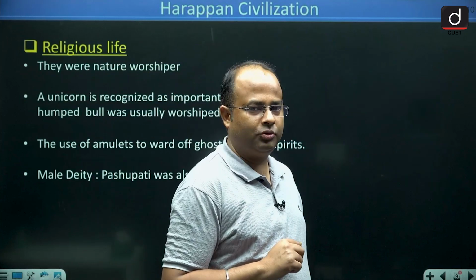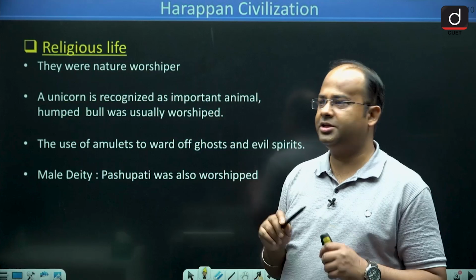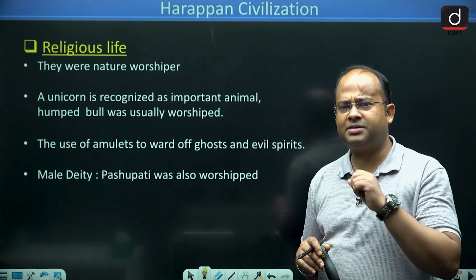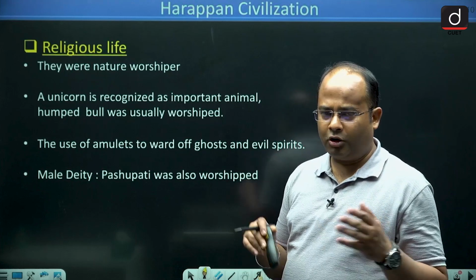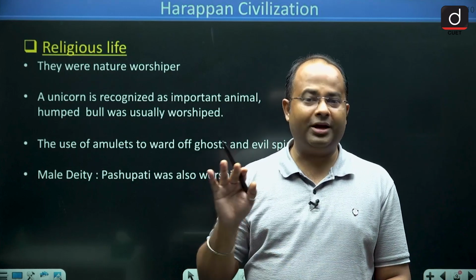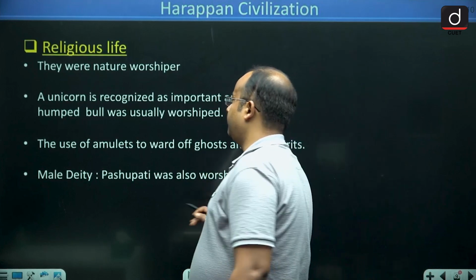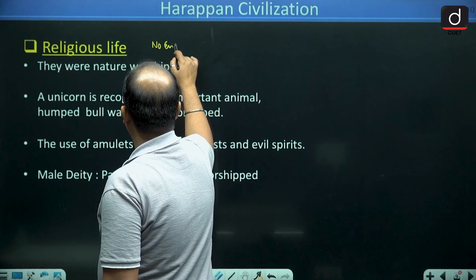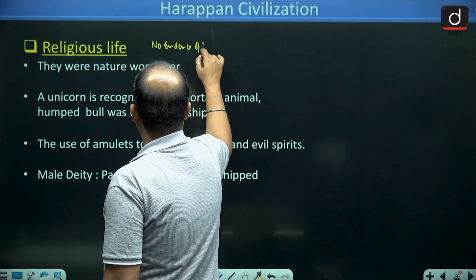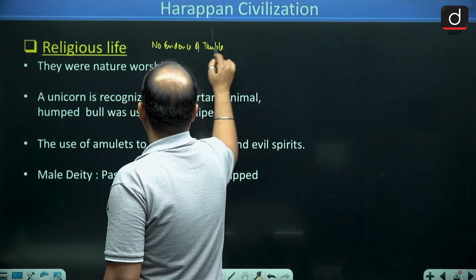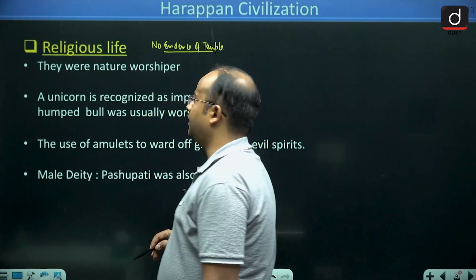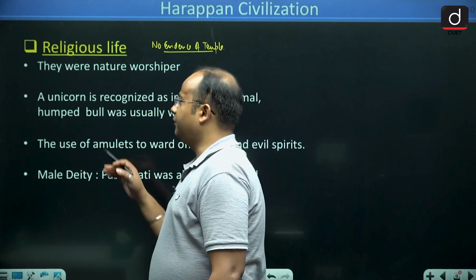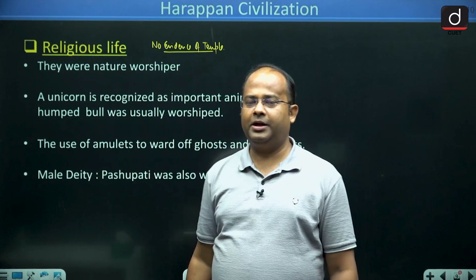Now let's come to the next thing, the religious life of Indus Valley people. According to the historians, there is no evidence of temple. Since we have no evidence of temple, we cannot say that they were followers of Hinduism.